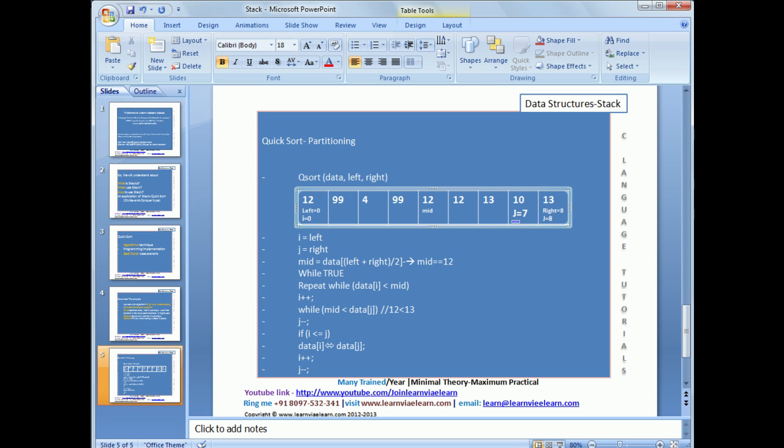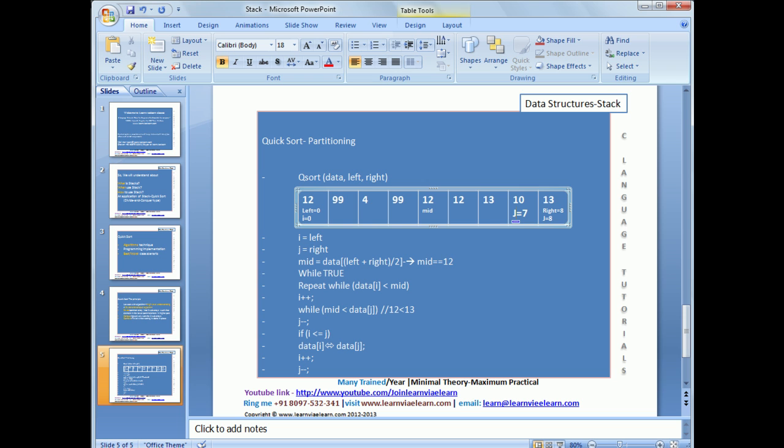Alright, now I am out of this while loop. Now if we check if the value of i is smaller than j, yes, the value of i is 0, the value of j is 7, so the value of i is smaller than j. Yes, it's qualified. So we will swap these values.